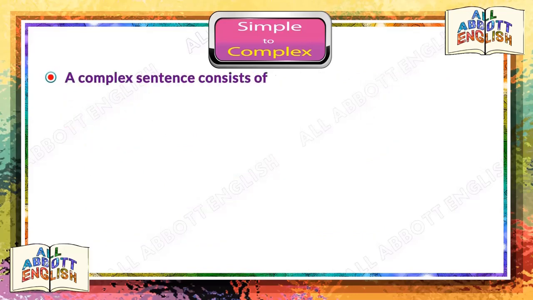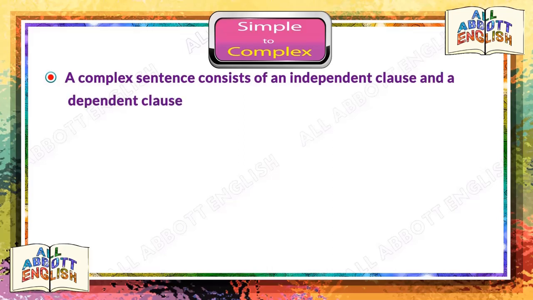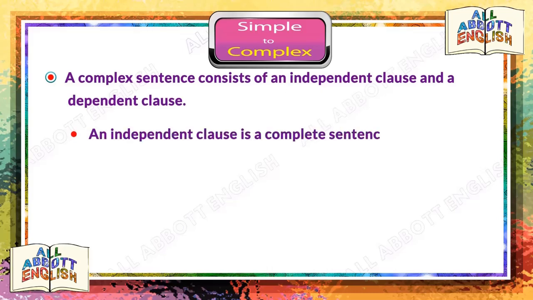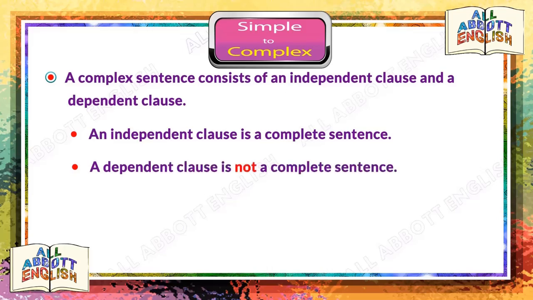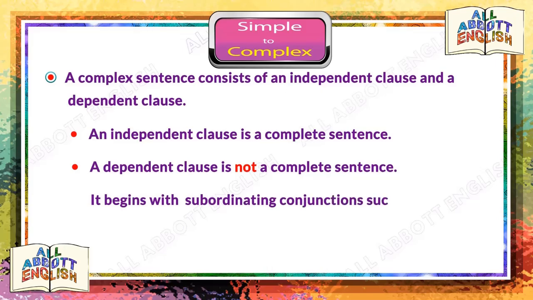On the other hand, a complex sentence is made up of two clauses, an independent clause and a dependent clause. An independent clause is a complete sentence that can stand on its own. It is a complete thought. A dependent clause, however, isn't a complete sentence, so it can't stand on its own. In other words, it needs to be used together with an independent clause. A dependent clause begins with subordinating conjunctions. These are some examples of subordinating conjunctions.